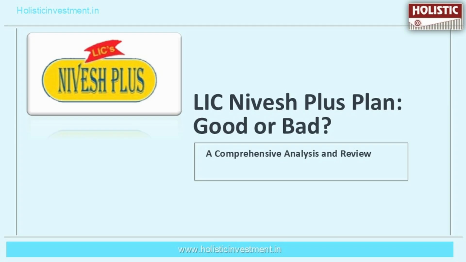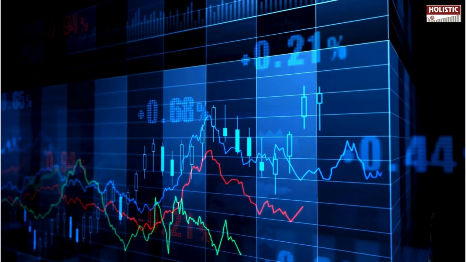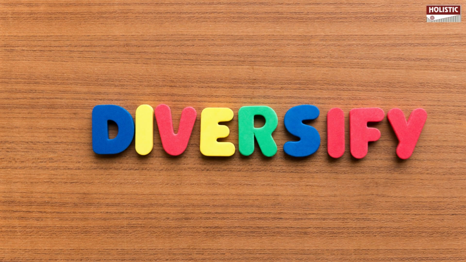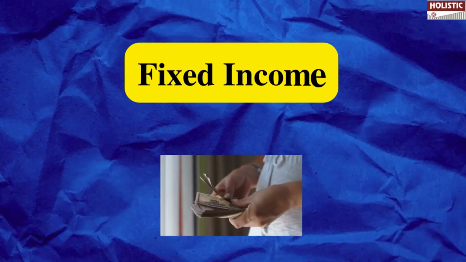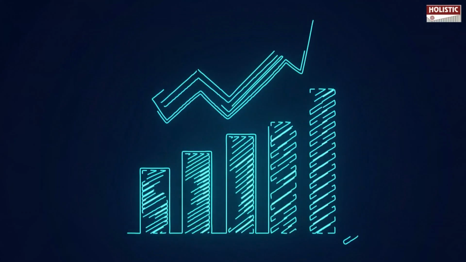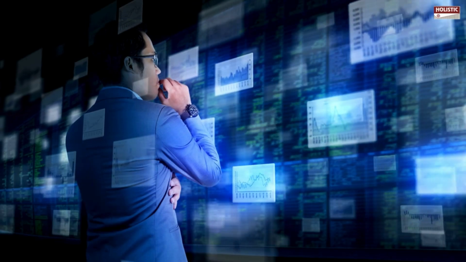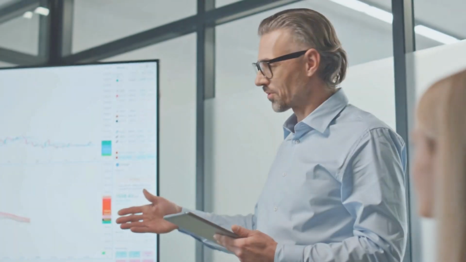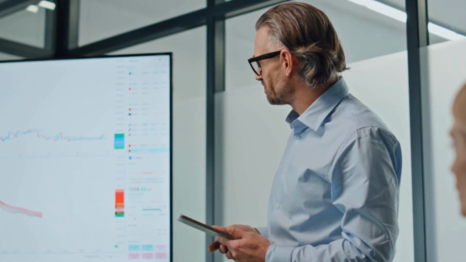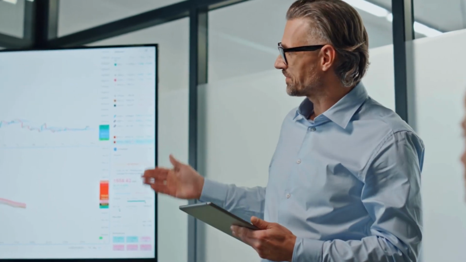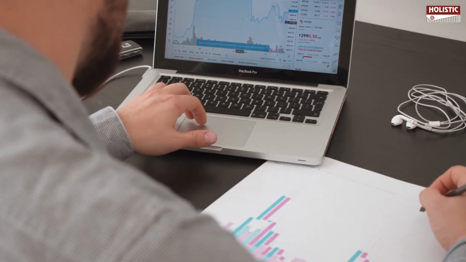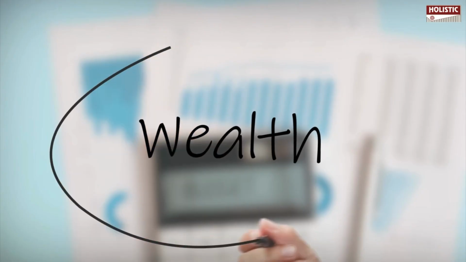Will LIC Nivesh Plus help you in wealth creation in the long run? Market-linked products typically invest in a diversified portfolio of assets which may include equities, fixed income or other investments. The growth potential depends on the performance of these underlying assets. In this video, let us do a detailed analysis and review the specific features, advantages and disadvantages along with the potential return of the plan. With this research analysis, you can make an informed decision regarding wealth creation.